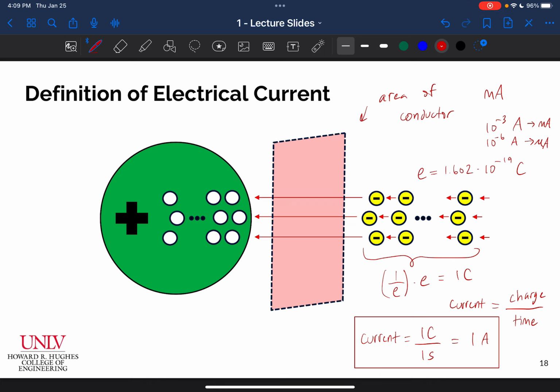But I'm going to go ahead and stop this video here, and then in the next one, we'll give the picture for what voltage is.